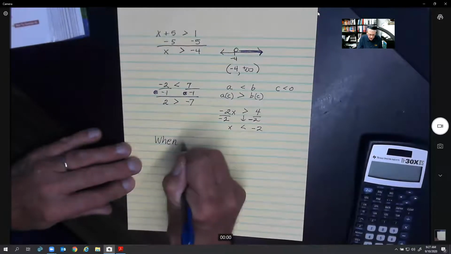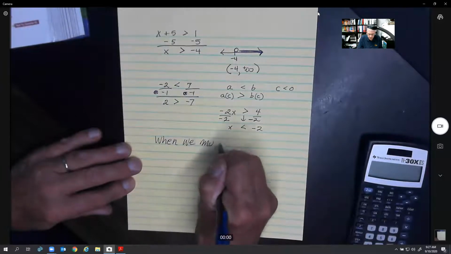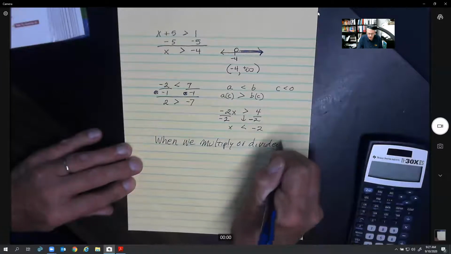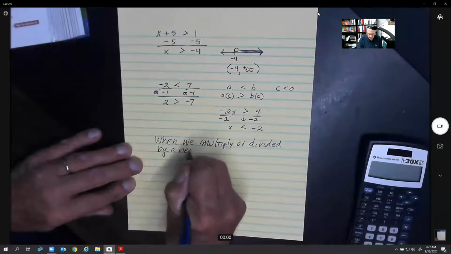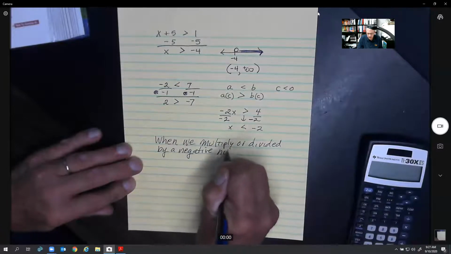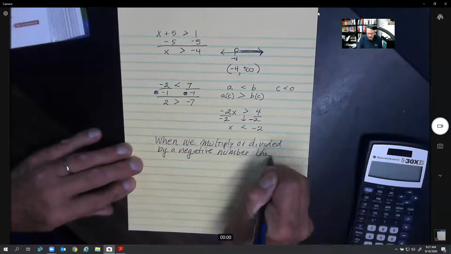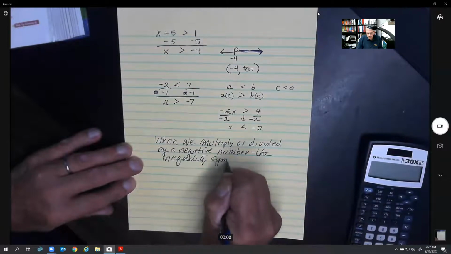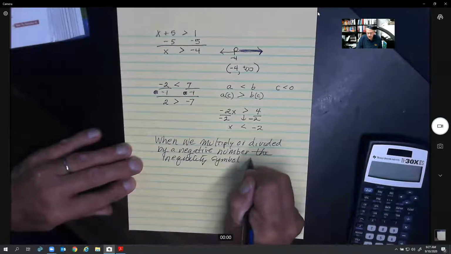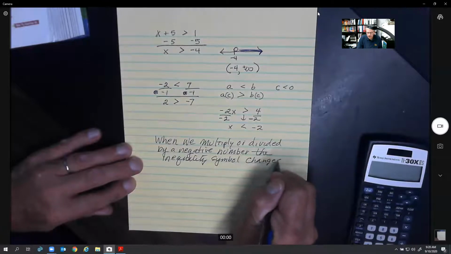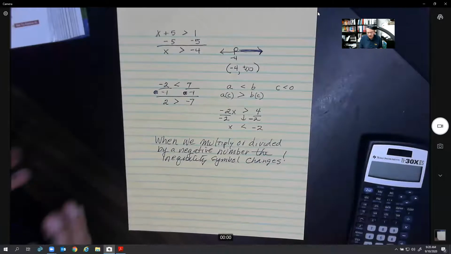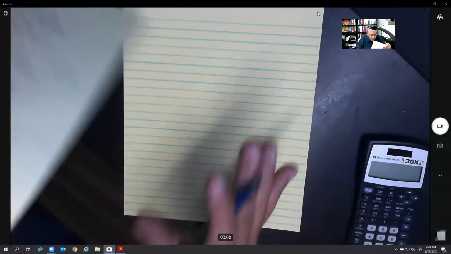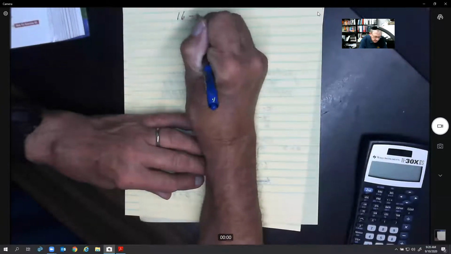When we multiply or divide by a negative number, what happens? The inequality symbol switches directions, changes. Very important. That's the big rule. If we add or subtract, no problem. Just when we multiply or divide. So let's jump in and do a much harder problem. Suppose we have something like this.